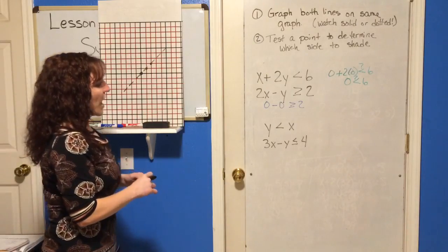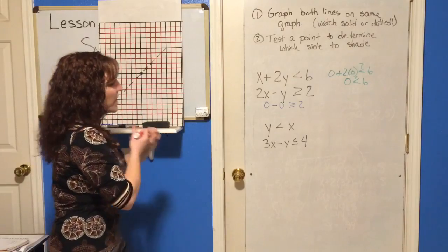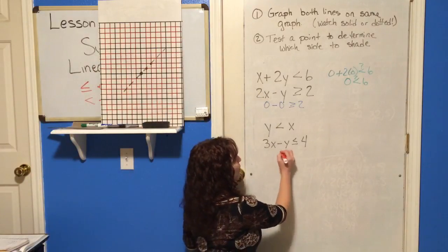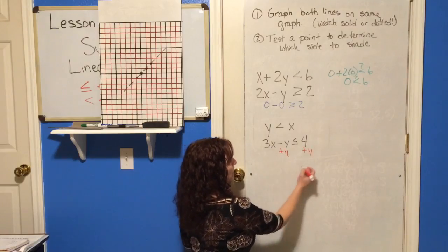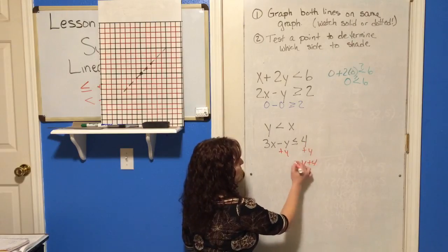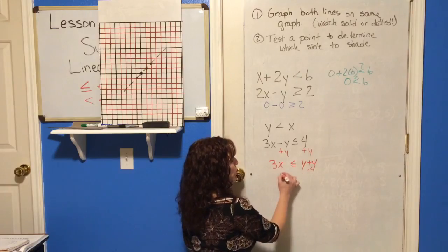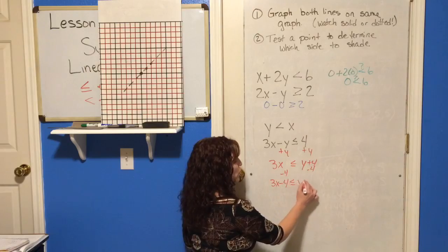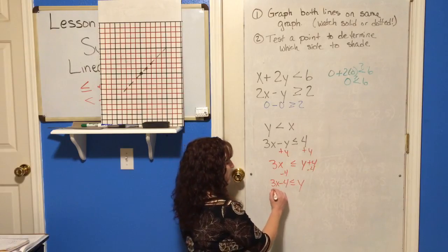Now your other line. Let's do this line, also in mx plus b form. So we're going to add the y to both sides. So y is over here. y plus 4 is less than or equal to 3x. So let's subtract the 4. So 3x minus 4 is less than or equal to y. So now here's your mx plus b.